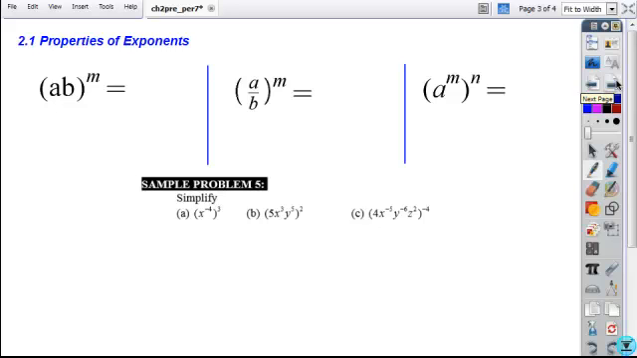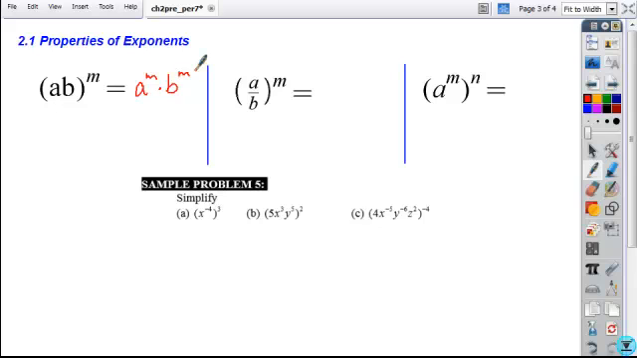Last three properties to talk through. Hey, the first is if the base of your exponent is a product, so if it has multiple factors, then that power is going to apply to each individual factor separately. So the product AB to the power of m is equivalent to taking the first factor to the power of m times the second factor to the power of m.